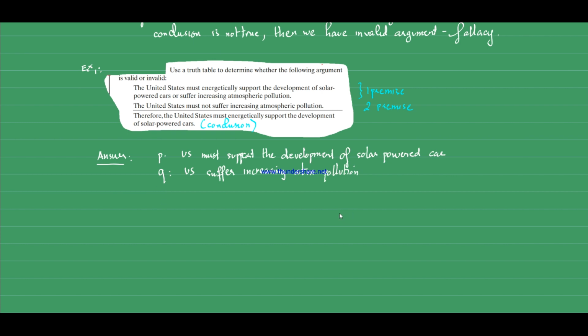Now I'm going to go ahead and create a symbolic argument here. So the symbolic argument we can get for this is: for the first premise, P or Q. The second premise is a negation of Q.